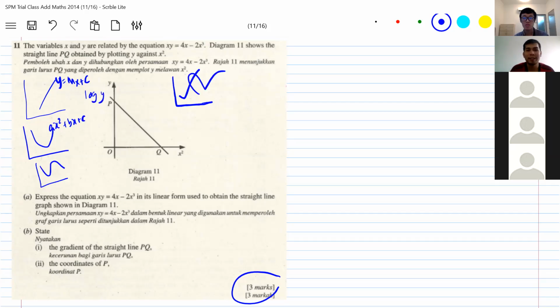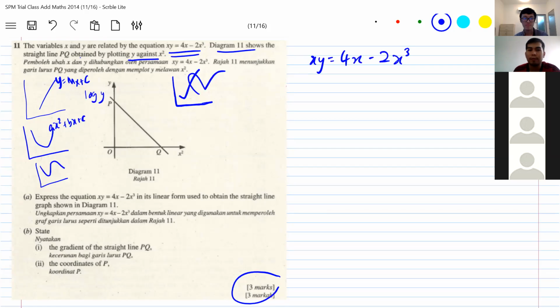All right? So in this case, the equation given is xy equals 4x minus 2x cubed. Okay? This is not a straight line curve. You see, it has power 3 here, and then it's an xy. I don't know how the curve looks like, okay? But it's not a straight line, right? But then diagram 11 shows the straight line PQ that can be obtained by plotting y against x squared. Means if they plot y against x squared, they actually get a straight line.